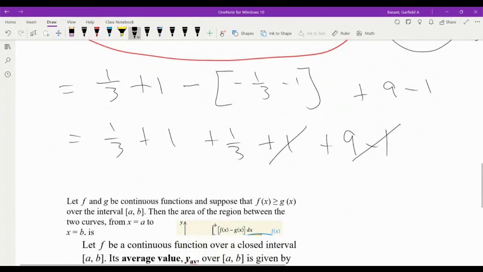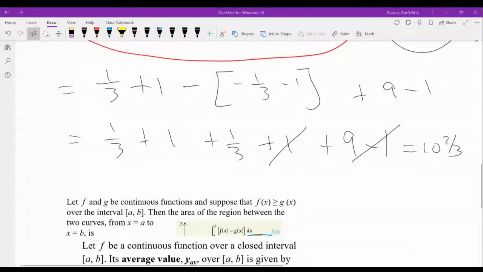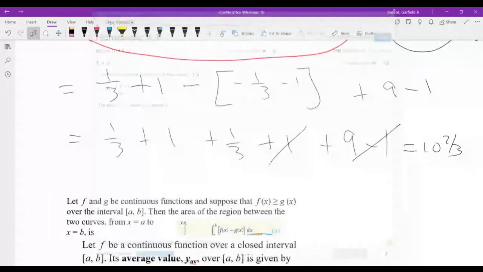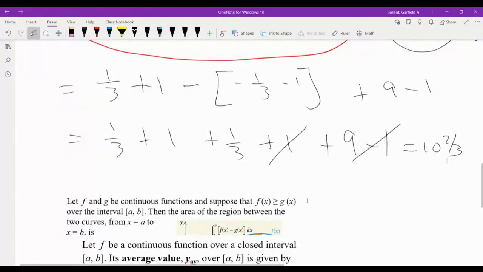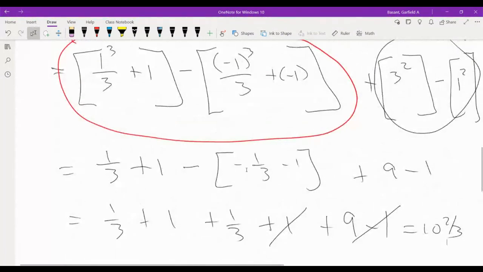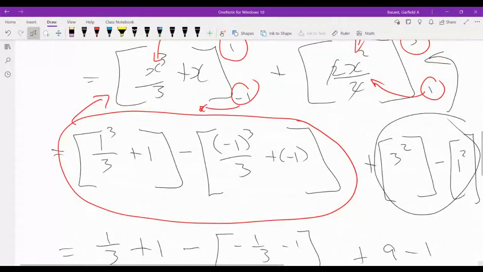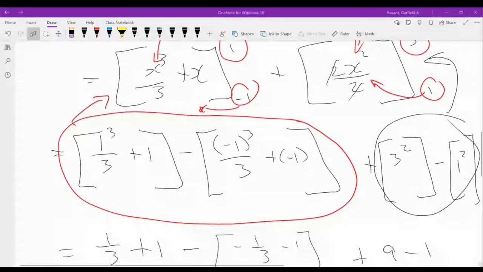This one will cancel this one. So that's 10 2/3. If you wanted an exact answer, I do not have one. Assuming we made no arithmetic error, that would be your answer for that problem. And the good news is, there's just one such problem in the homework, so I had to cover it.